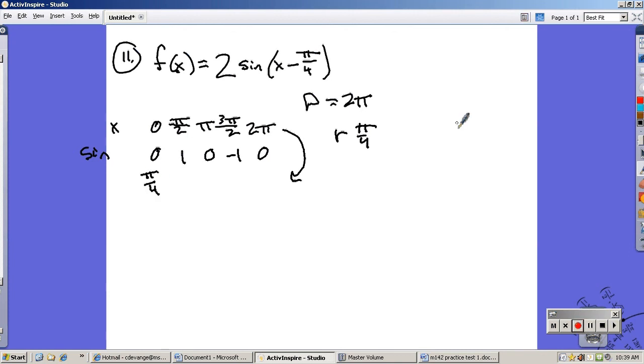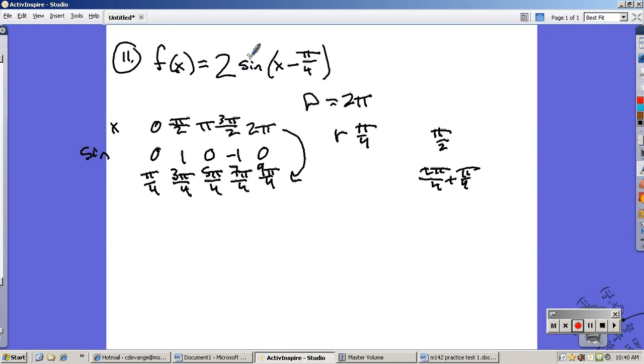Pi over 2 plus pi over 4, think of pi over 2 as 2 pi over 4, and you add pi over 4 to it. So 3 pi over 4. Pi is 4 pi over 4, so plus pi over 4 is 5 pi over 4. 3 pi over 2, 6 pi over 4, plus 1 more, 7 pi over 4. 2 pi is 8 pi over 4, plus 1 more, 9 pi over 4. So there's shifting our inputs.